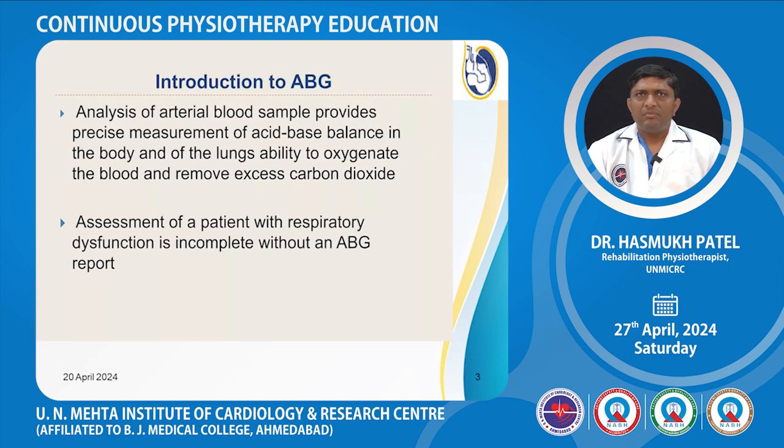Now, introduction of ABG. ABG is an analysis of an arterial blood sample. It provides a precise measurement of acid-base balance in the body and of the lung's ability to oxygenate the blood and remove excess carbon dioxide. Assessment of a patient with respiratory dysfunction is incomplete without an ABG report.